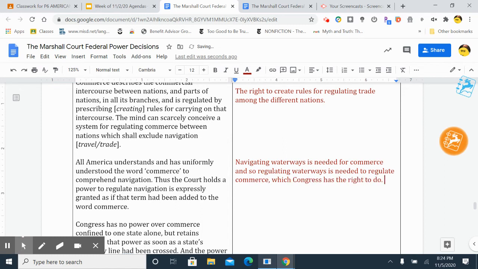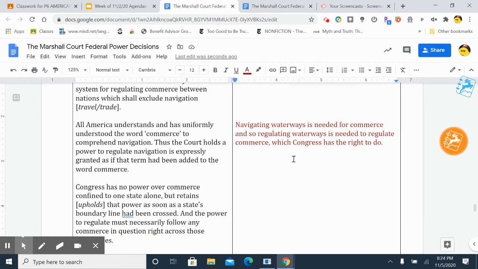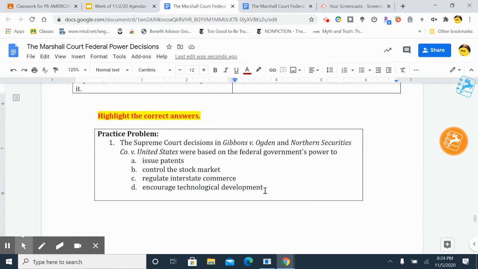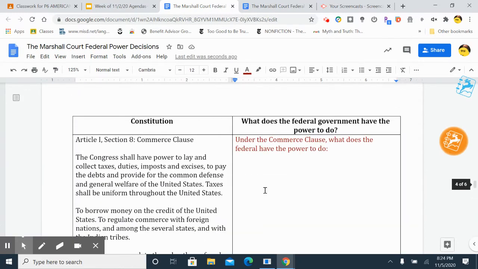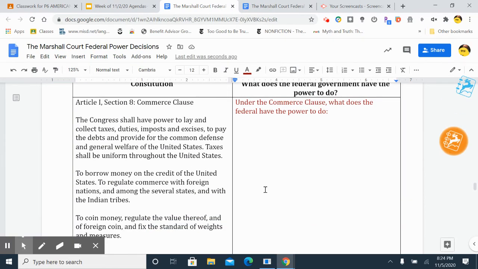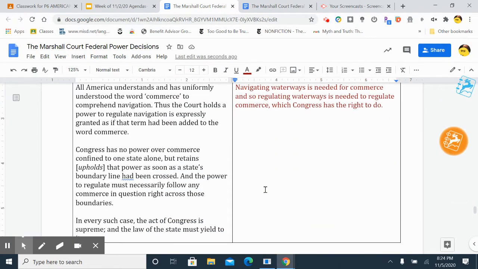So he's extending, using the necessary and proper clause here, extending the powers of the Interstate Commerce Clause. He's extending the powers of the Interstate Commerce Clause here. So I've pretty much given you two of these right now. Think about the third one.